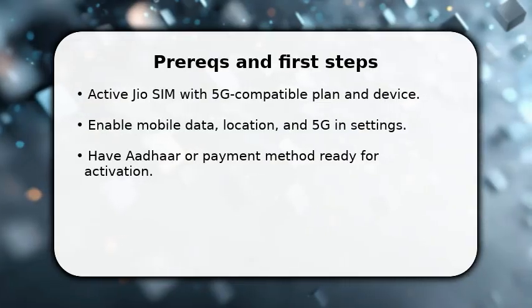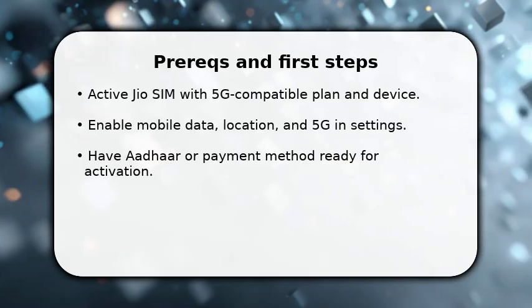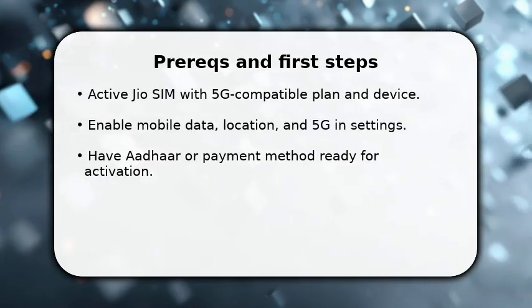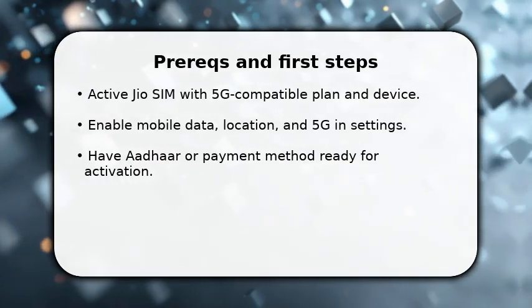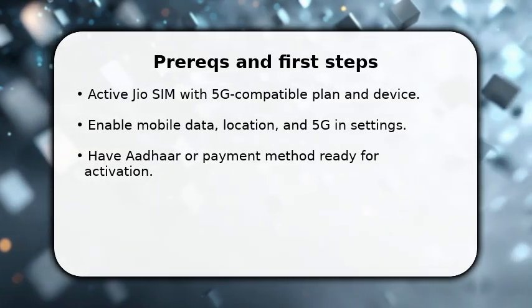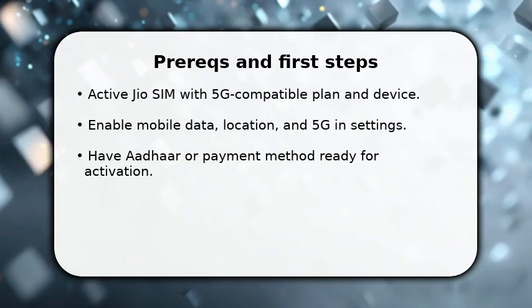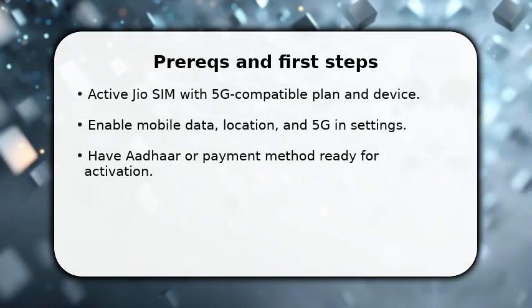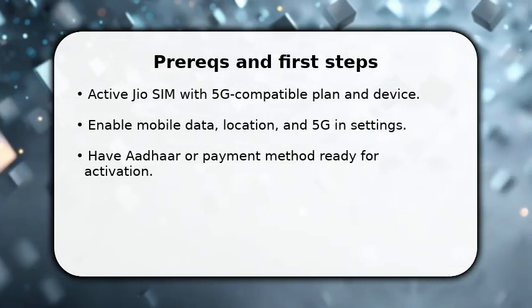You need an active Jio SIM and a 5G-capable phone. Open the My Jio app now. Tap to check your plan and confirm 5G eligibility. This registers your device on the network. Once done, enable mobile data, then toggle 5G mode in cellular settings.